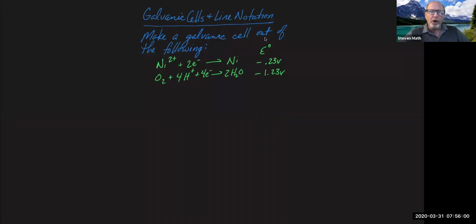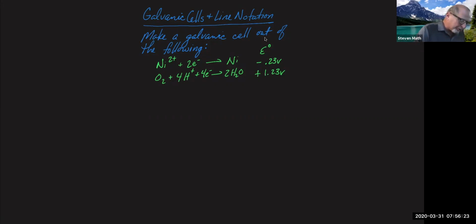This one we're going to talk about making a galvanic cell. Now this is one where we're just going to be given a couple of reduction potential reactions, and we're going to have to put them together to make a spontaneous cell, to make a cell that's going to generate a positive current. So in this case, we have these two half reactions that are given to us.